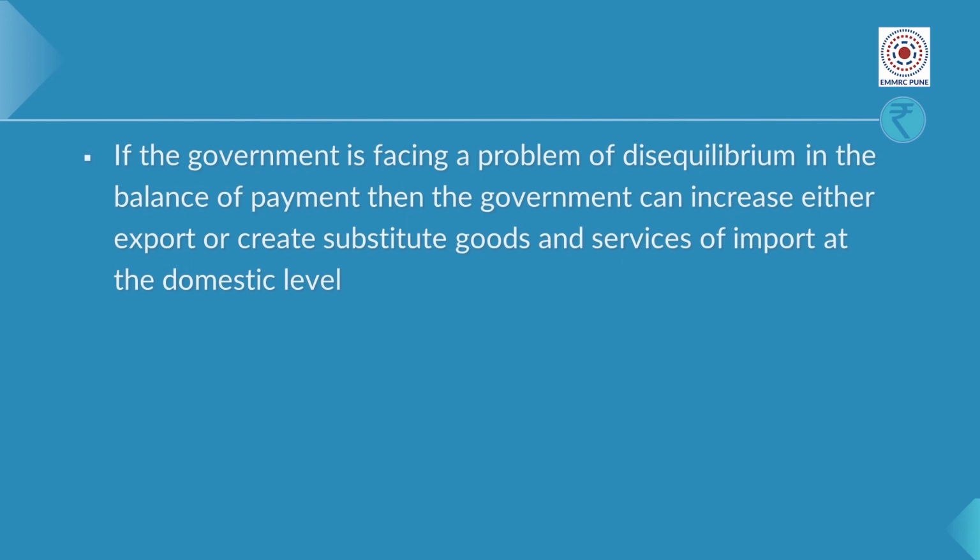The last measure in the fiscal policy is import substitution or replacement. If the government is facing a problem of disequilibrium in the balance of payment, then the government can either increase exports or create substitute goods and services for imports at the domestic level. This will decrease imports from the rest of the world and help to save the foreign exchange reserve, and subsequently it will correct the balance of payment disequilibrium.